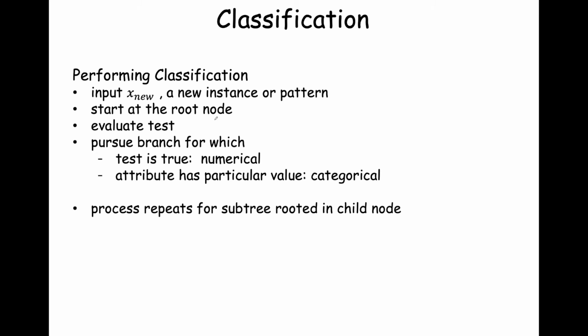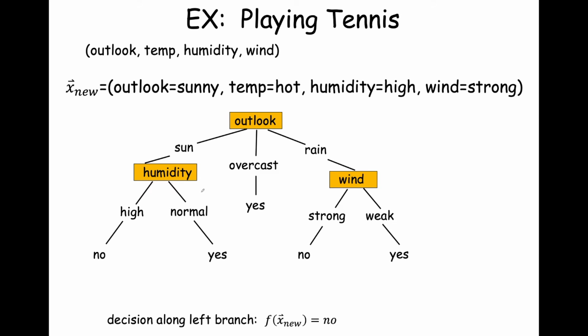And for categorical features or attributes, each category will have a separate branch. And so we pursue a branch for which either the test is true, in the numerical case, or if it matches a particular category, for each one of those categorical outcomes there's a separate branch. And so this process then repeats itself with the next node it comes to for the subtree rooted in the child node of the node we just used as our test. And we do it again and again until it comes to a leaf node where it adopts the majority label associated with training inputs that were used to build the tree.